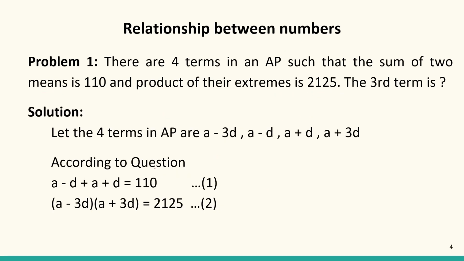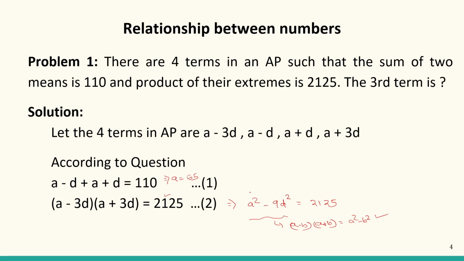So here we have evaluated 2a is equal to 110, which implies a is equal to 55. So a minus 3d into a plus 3d is equal to 2125. This implies that a square minus 9d square is equal to 2125. I wrote this down because a minus b into a plus b is equal to a square minus b square. We have already learned these things in 6th, 7th class.